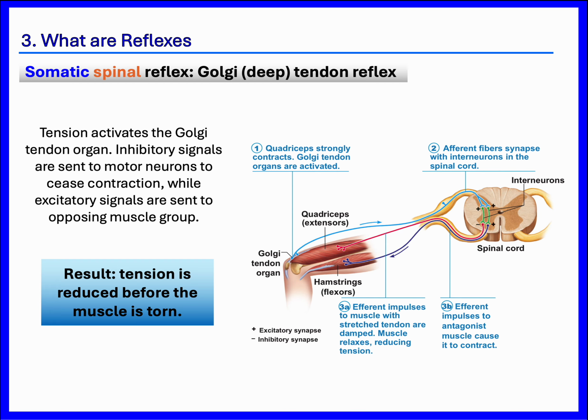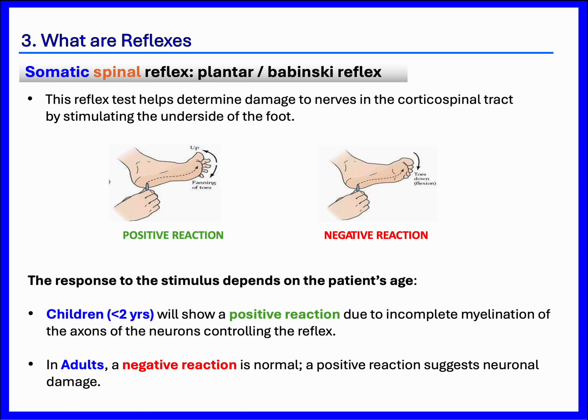Inhibitory signals are sent to the motor neurons. Over here, you see that you have a sensory neuron, you have this interneuron, and then you have your motor neurons, and this results in tension being reduced before the muscle is torn, right? So before we rip the muscle, then we're actually going to reduce the tension.